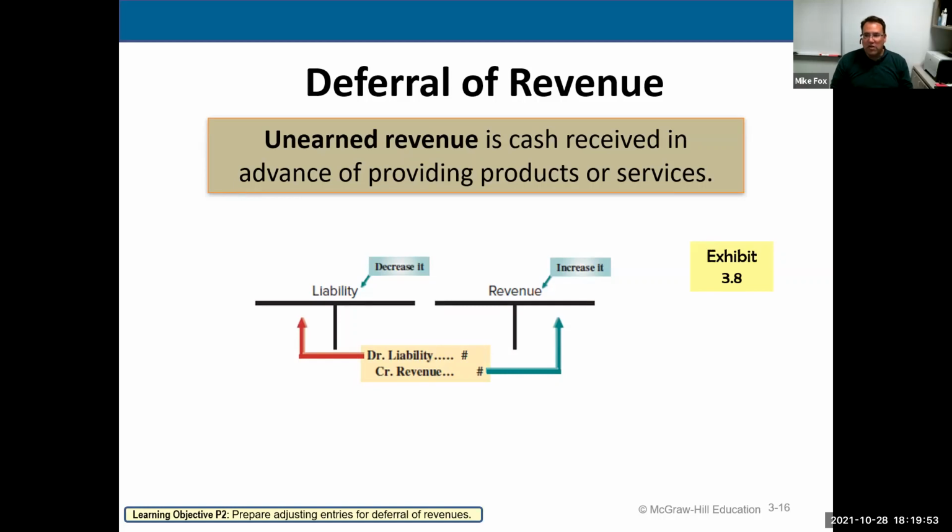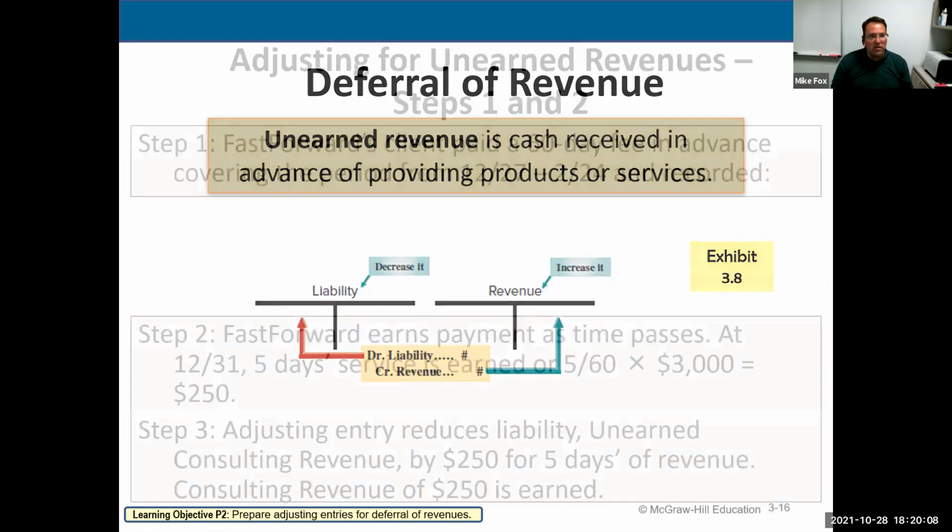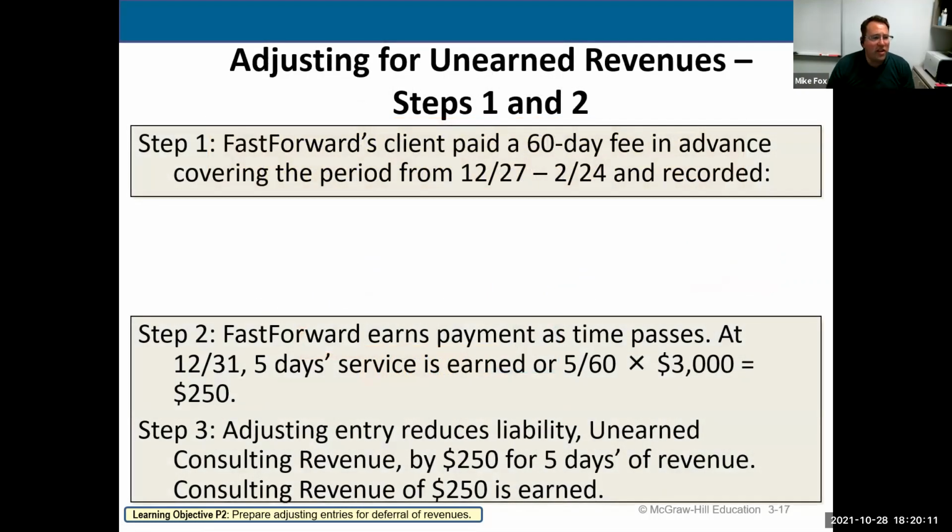Then as we start to earn that revenue by actually providing services to the customer, we have to do an adjusting entry. In that adjustment, we're going to debit the liability to decrease it, and we're going to credit revenue to show that we've actually earned it. So that's the process going on there. Here's an example. Fast Forward's client paid a 60-day fee in advance, covering the period from December 27th to February 24th. Fast Forward earns payment as time passes, and at 12/31, they've earned 5 days' worth, which was $250.